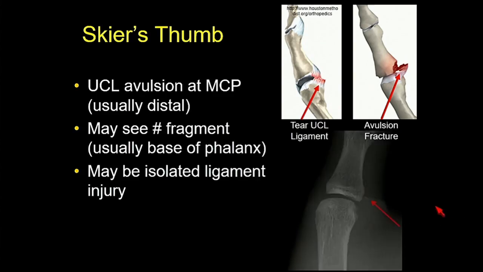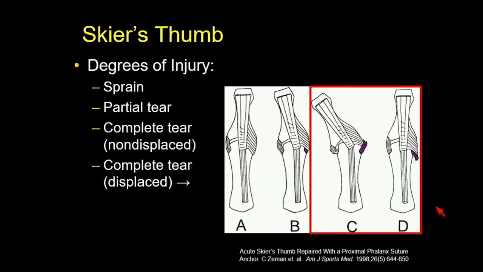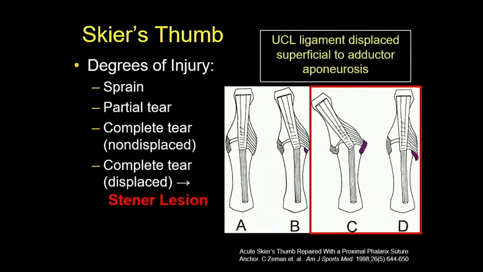You can avulse a piece of bone from the base of the proximal phalanx, or you can have an isolated ligament injury. And there's different degrees of injury, from a sprain to a displaced fragment of the ulnar collateral ligament that goes on top of the aponeurosis. So that's a Stener's lesion.